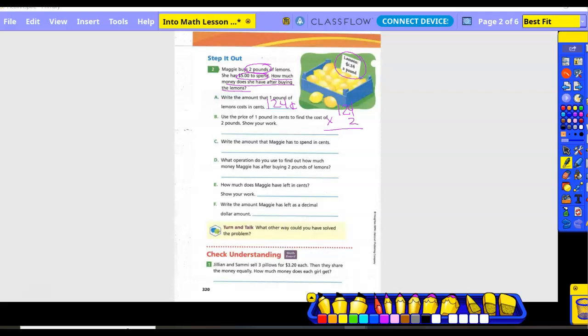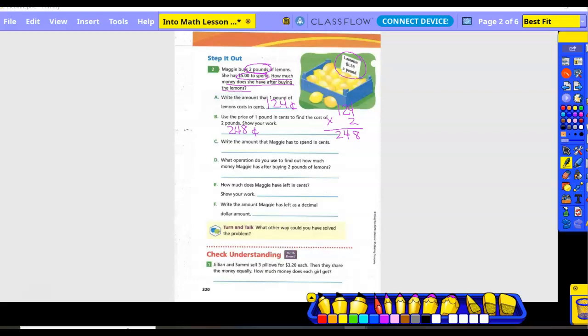Okay, so 2 times 4 is 8. 2 times 2 is 4. 2 times 1 is 2. So 248 cents. Write the amount that Maggie has to spend in cents. Oh, I just kind of did that, right? Okay, adding my label to the top one. All right, now, letter D, what operation do you use to find out how much money Maggie has after buying 2 pounds of lemons? So what am I going to do, guys?